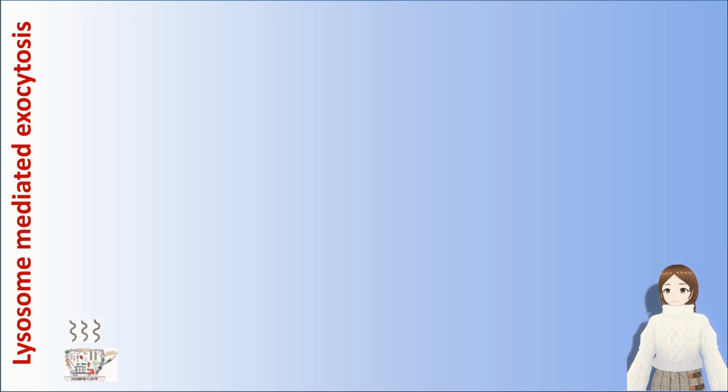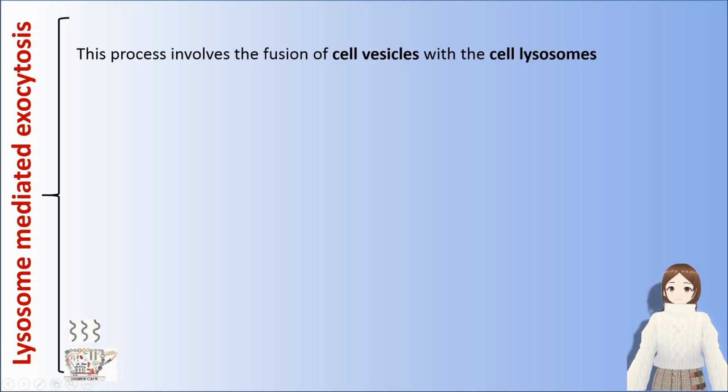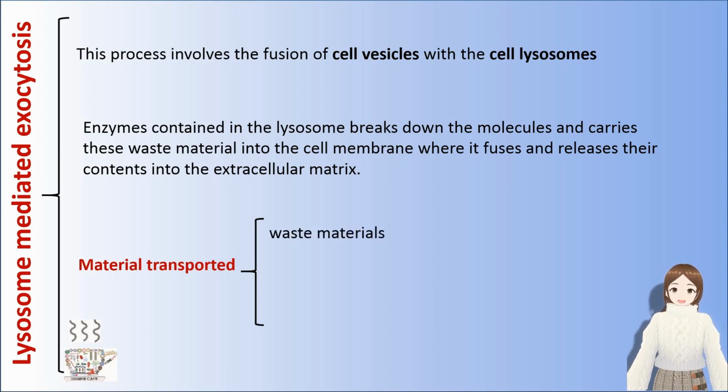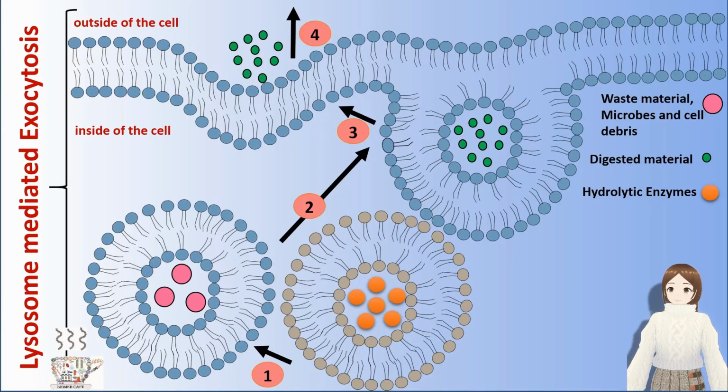The third subgroup of exocytosis is lysosome-mediated exocytosis. This process involves the fusion of cell vesicles with the cell lysosomes. Enzymes contained in the lysosome break down the molecules and carry this waste material to the cell membrane, where it fuses and releases its contents into the extracellular matrix. Material transported by lysosome-mediated exocytosis are waste materials, microbes, and cellular debris. You can see all steps of lysosome-mediated exocytosis here.